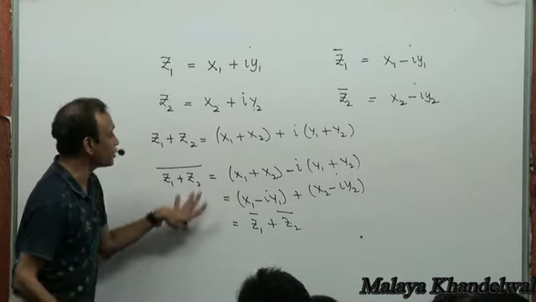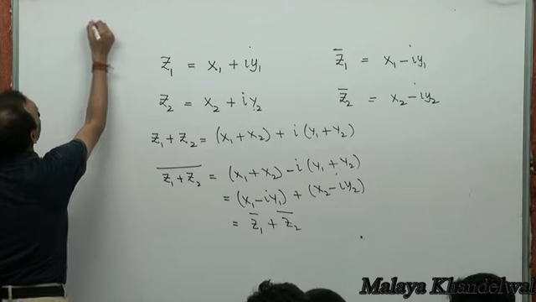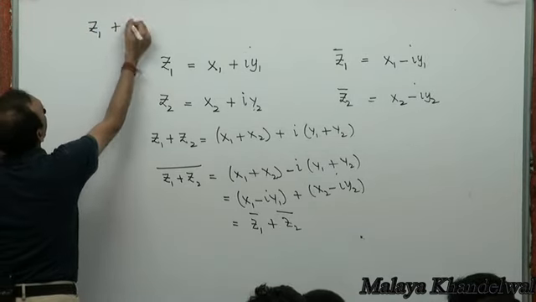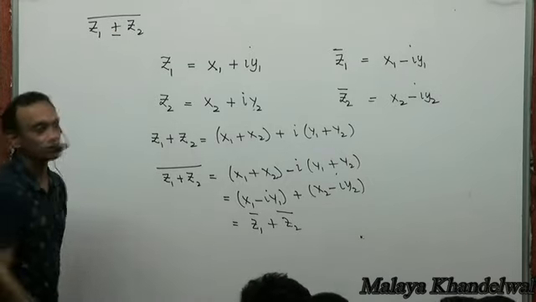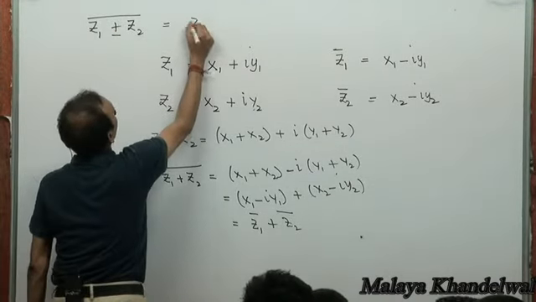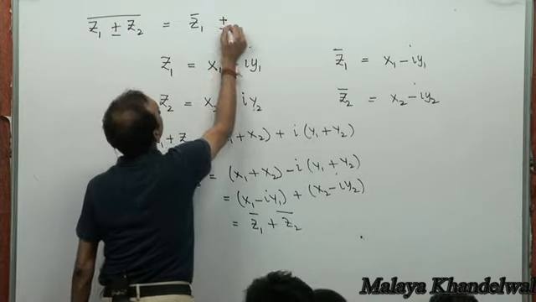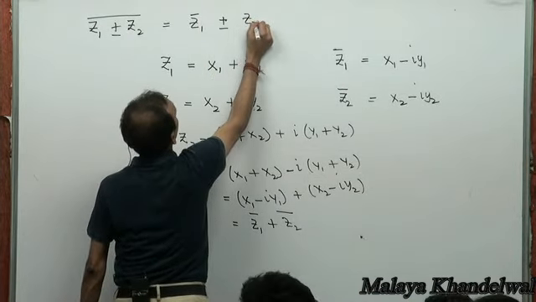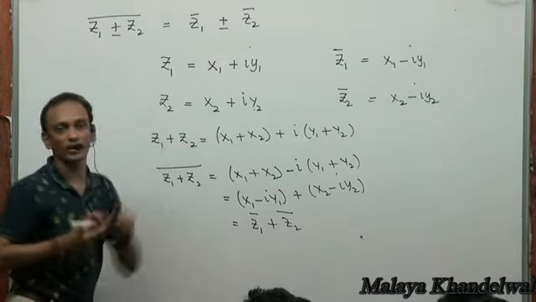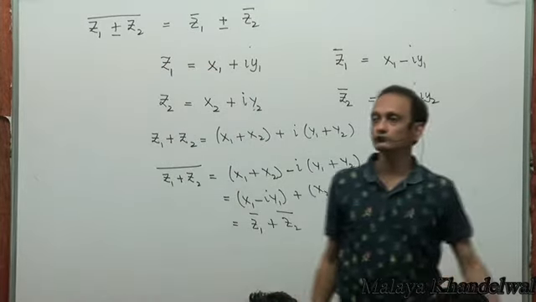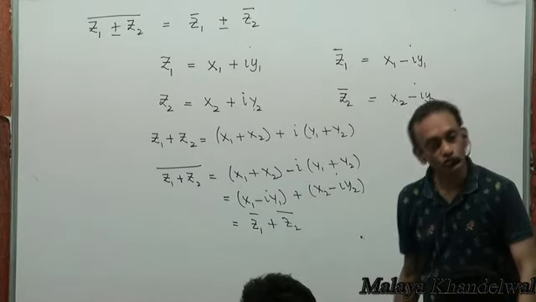Now whatever I have said of addition is also true for subtraction. In a general sense, which you can check independently, bar of z1 plus minus z2 is going to be bar of z1 plus minus bar of z2. Plus for plus and minus for minus. This is what it means. This is a property that we use often.